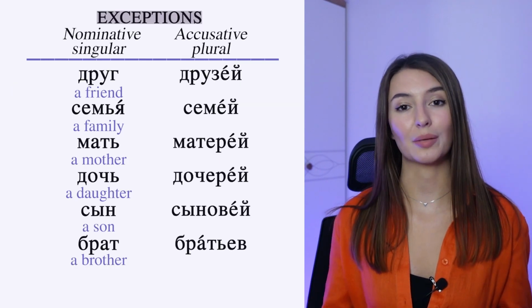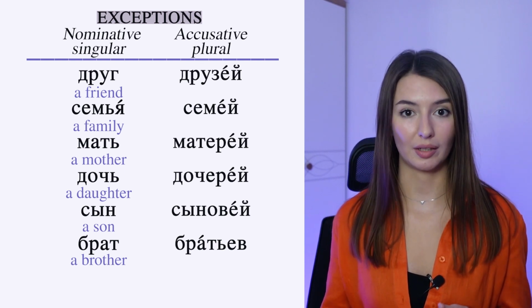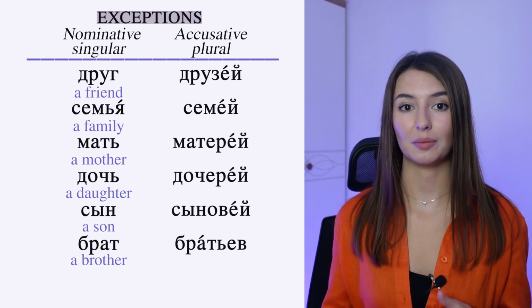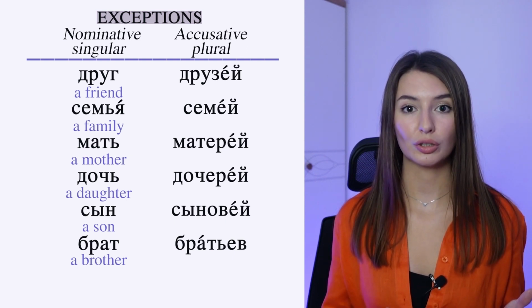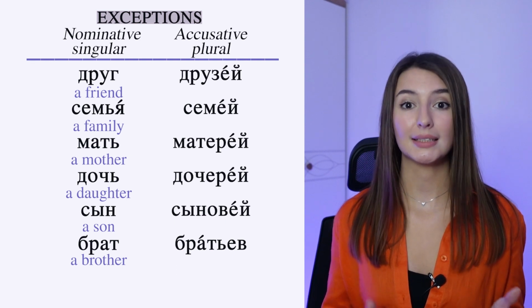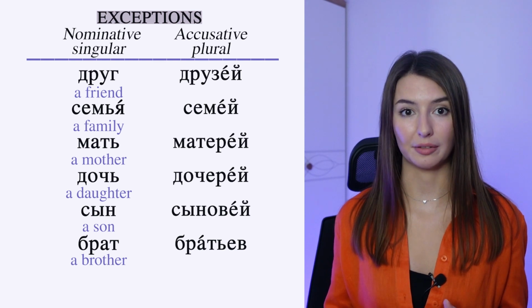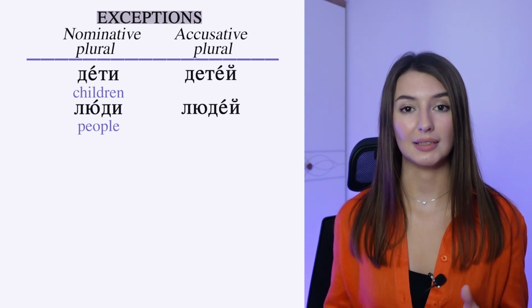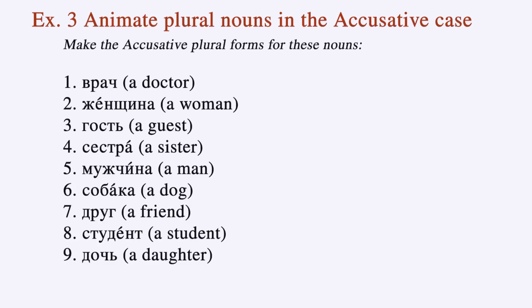And of course, there are some exceptions. Let's look at them. Друг, друзей. Семья, семей. Мать, матерей. Дочь, дочерей. Сын, сыновей. Брат, братьев. Дети, детей. Люди, людей. This was a long theory about animate accusative plural nouns. Let's have some practice now.